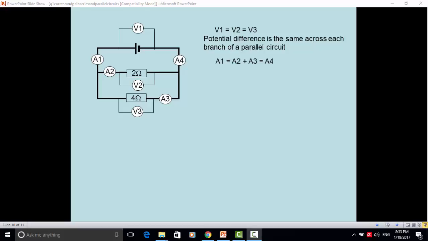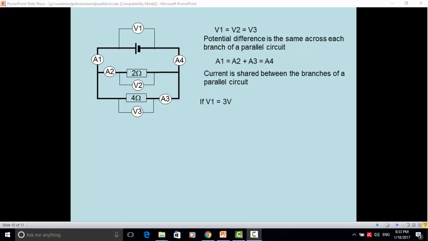With the ammeters, the current flowing around here is the same as the sum of the current passing through this branch and this branch. So ammeter 1 here will equal the sum of ammeter 2 and 3, and will be the same as ammeter 4. So we can say that the current is shared between the branches of a parallel circuit.